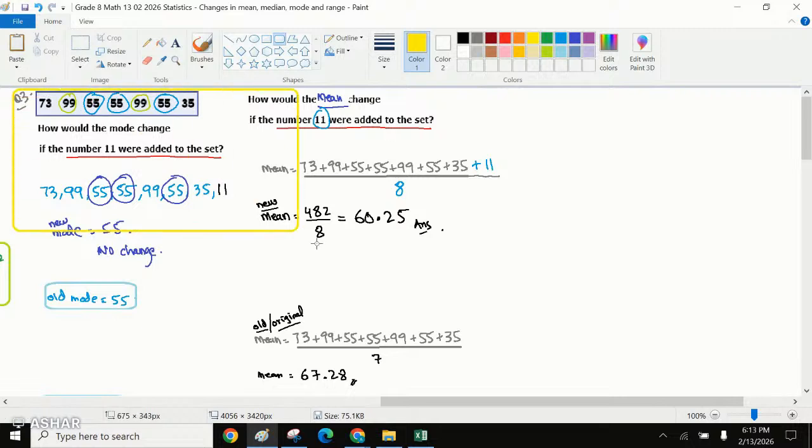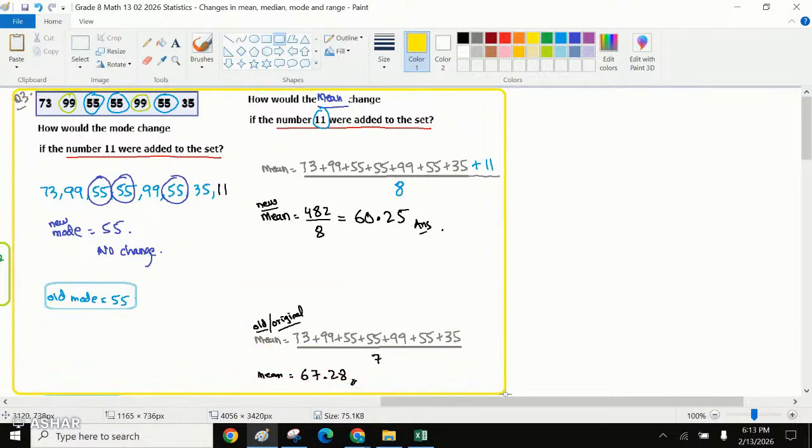So why do we have a decreasing mean? Because the number added is very small compared to the values which were already there. That makes the mean reduced, okay? Let's go to another question.